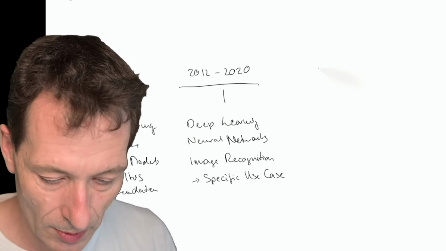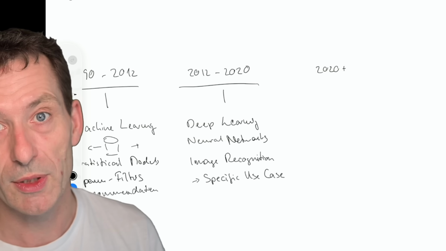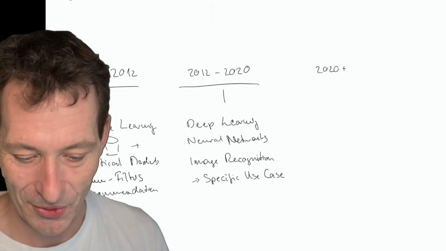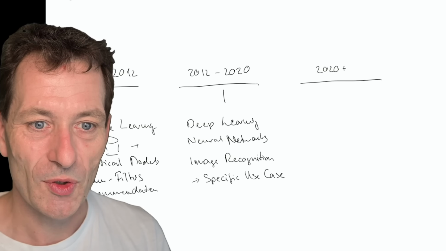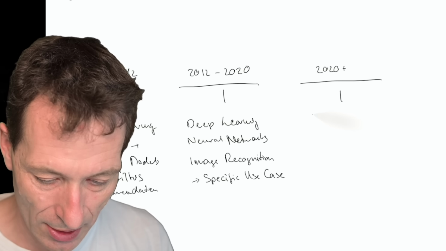From 2020 plus, at the end of 2025, this month, so this is again 5 years ago. It's amazing, isn't it? 2020 plus, this is the era of the large language models.